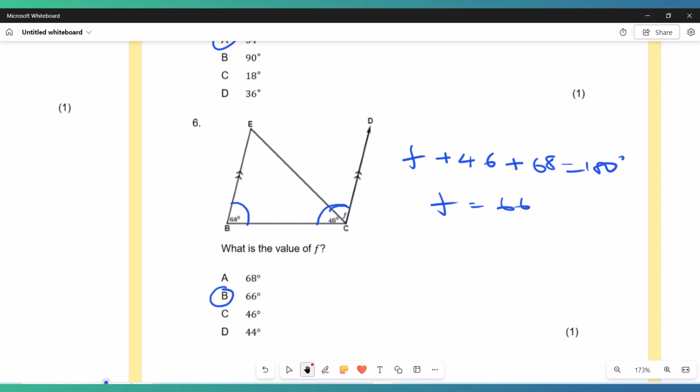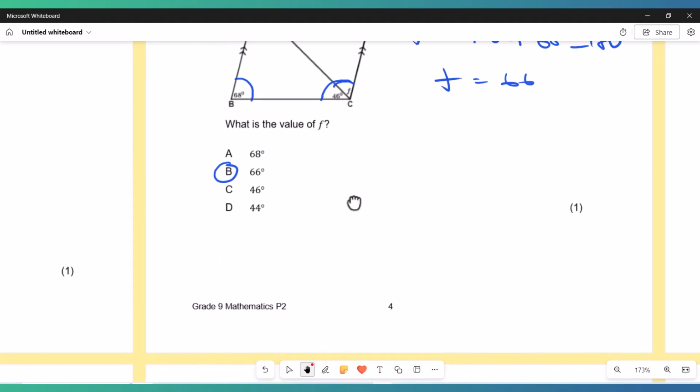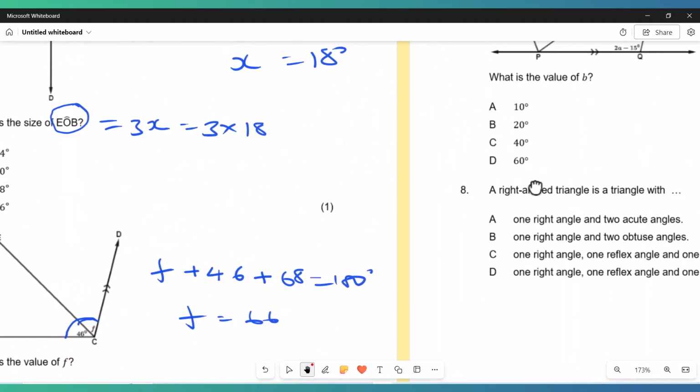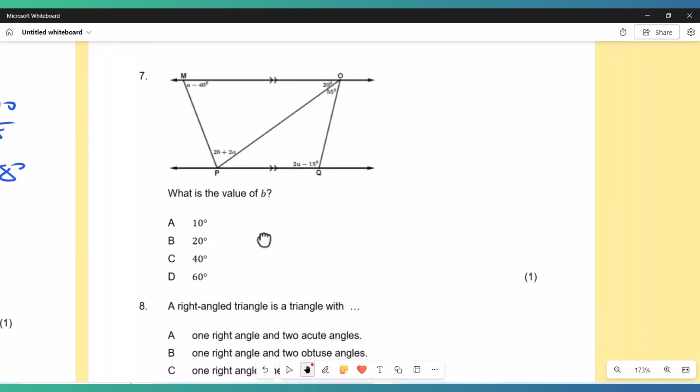Next question. Let us continue. Question 7. What is the value of B? Our B is what we see in here. This is 2B plus 2A. Now these lines are parallel, and being parallel, these angles are co-interior. So we can get our A first.